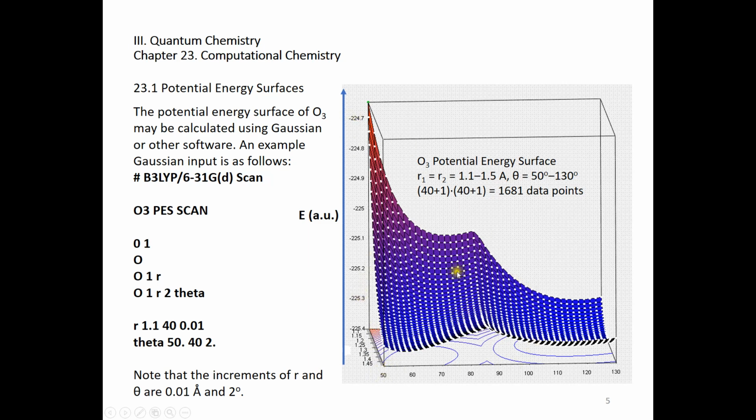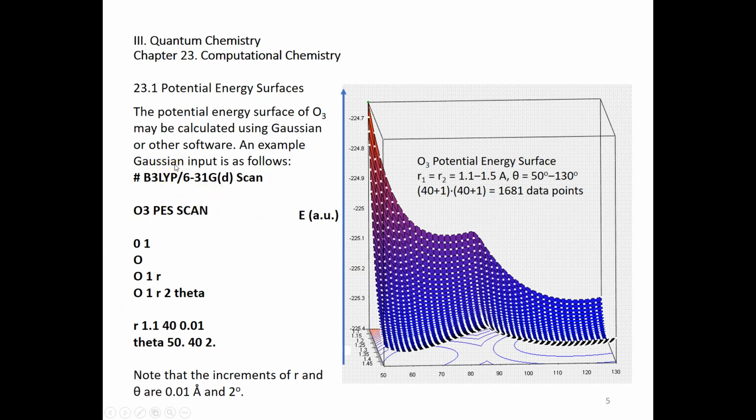And you can see this potential energy surface here. The vertical axis is energy in atomic units. One atomic unit is 2,600 kilojoule per mole. So actually there's a large difference between here and here. They differ by 0.7 atomic unit, and 0.7 atomic unit is nearly 2,000 kilojoule per mole. Huge energy difference. So this is one of the input files for doing Gaussian calculation.